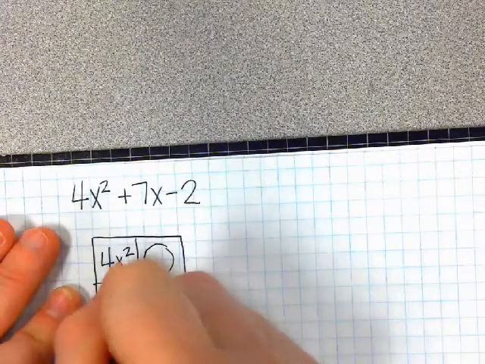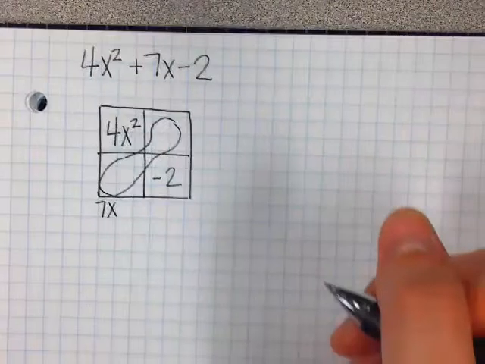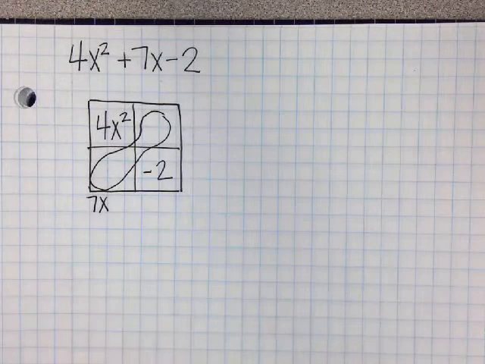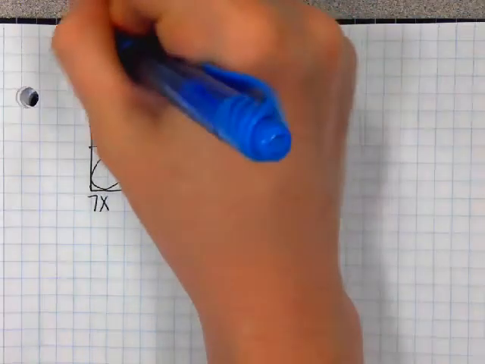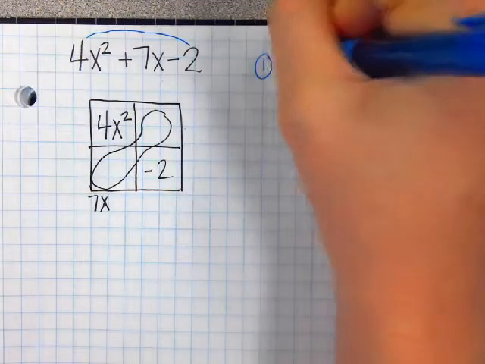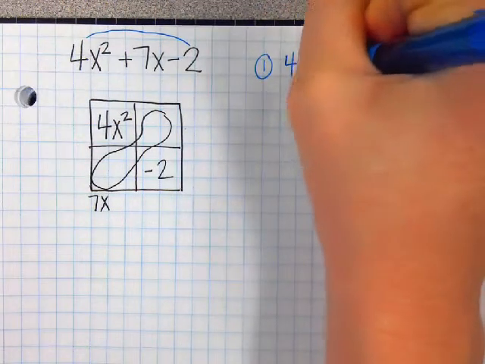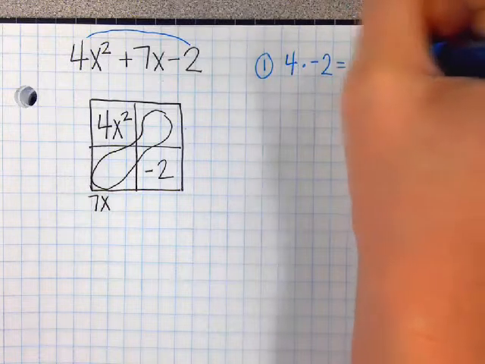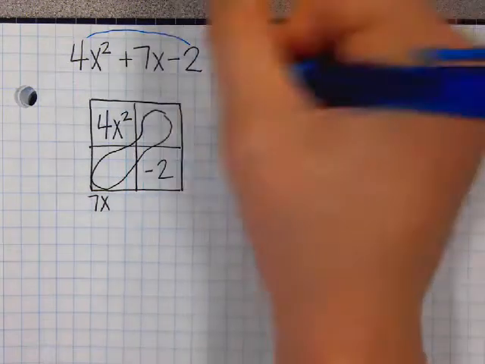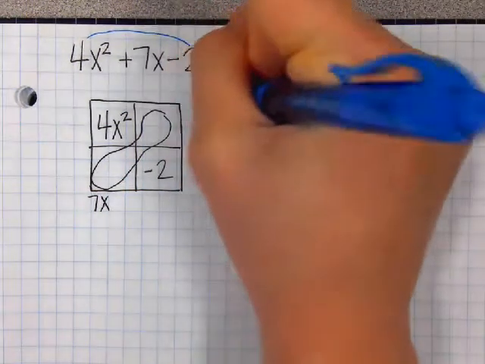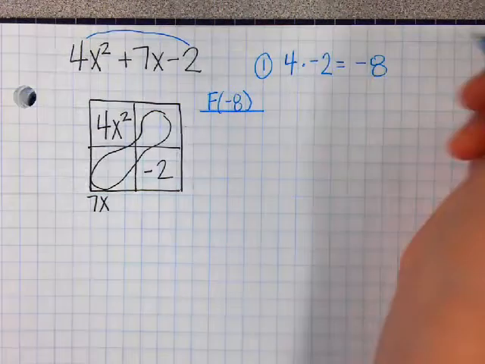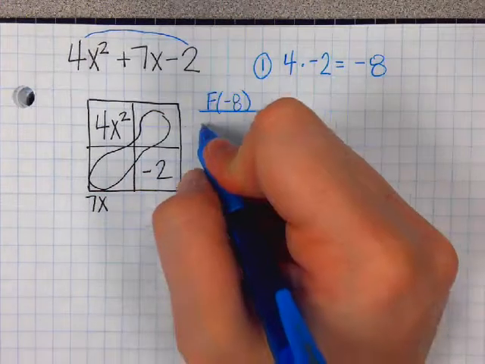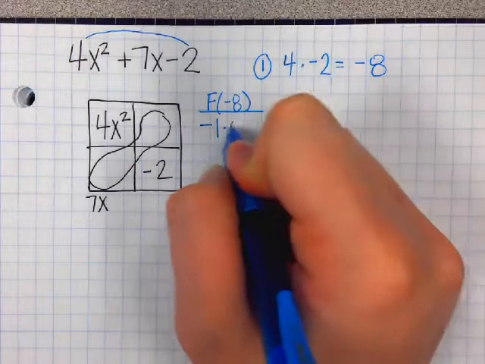So we have 4x squared minus 2, and those two terms add to get 7x. Okay, first step again, multiply 4 times negative 2, which is negative 8. I need the factors of negative 8.